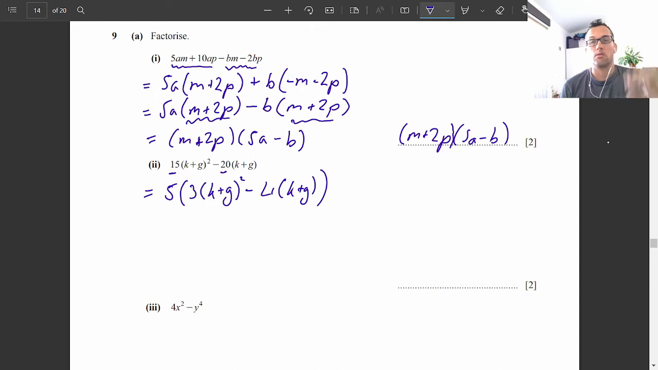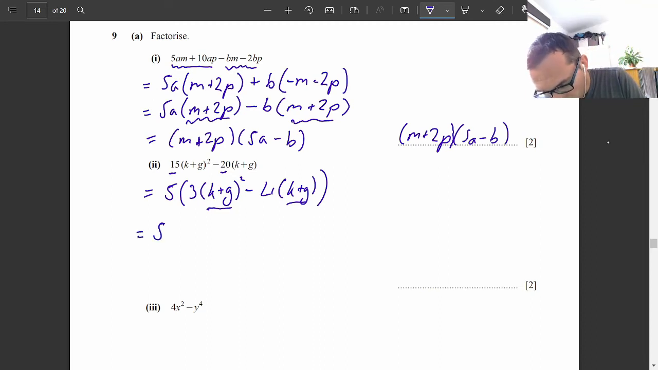Okay, what else do these two terms have in common? We've got k plus g squared, so we've got it twice, and a k plus g, and we can factorize that out as well and put it in front with a 5. So it would look like this: 5k plus g, close bracket. That's all in front. Here we're left with 3k plus g minus 4.